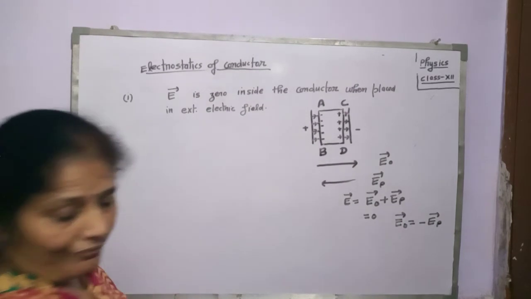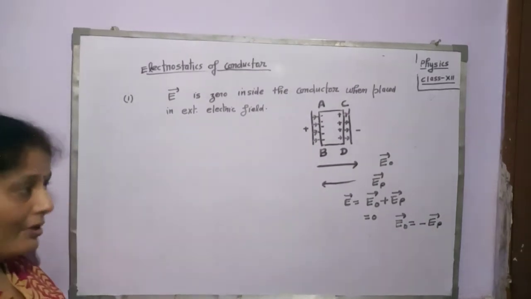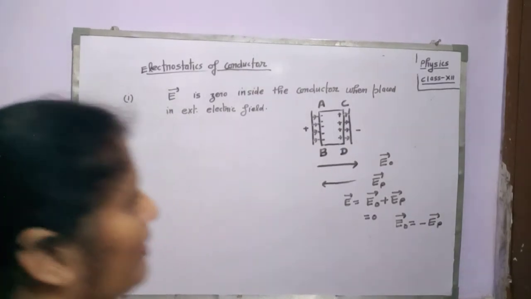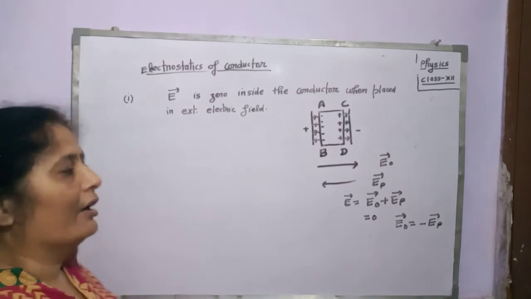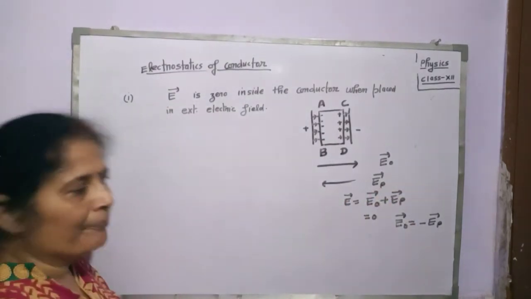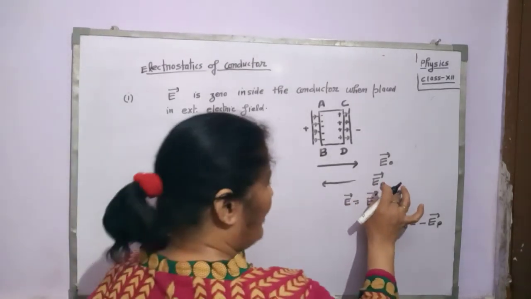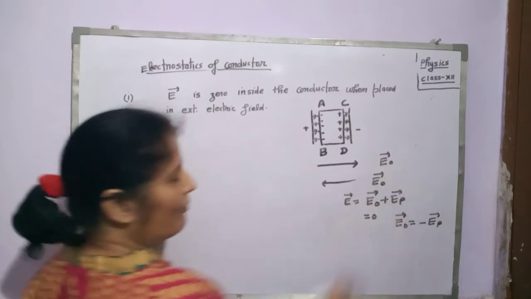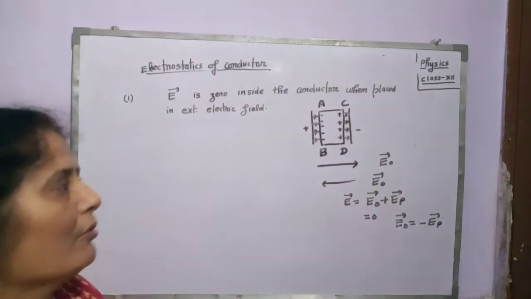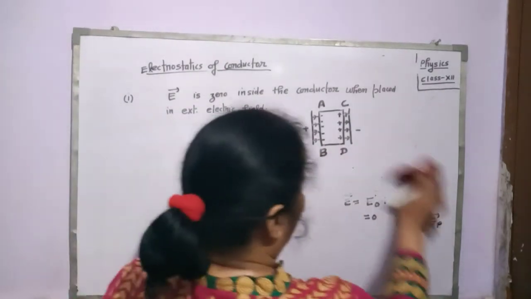So, why is the electric field inside the conductor 0? Because due to the polarization, opposite charges are induced on the faces of the conductor, due to which an induced, or polarized, electric field is set up. In equilibrium the polarized electric field and the external electric field are equal and opposite, so their vector sum becomes equal to 0. No electric field exists inside the conductor.